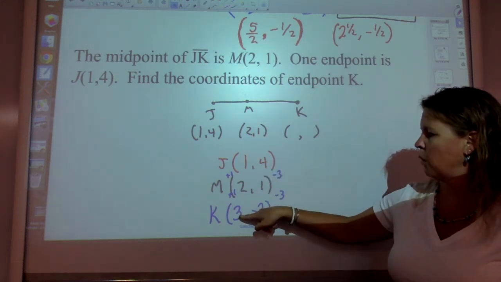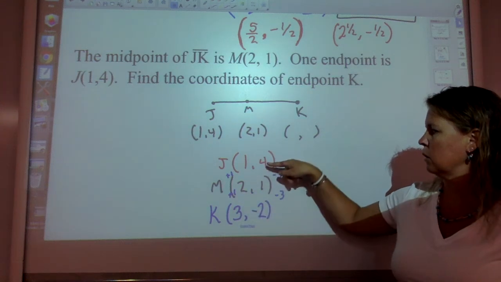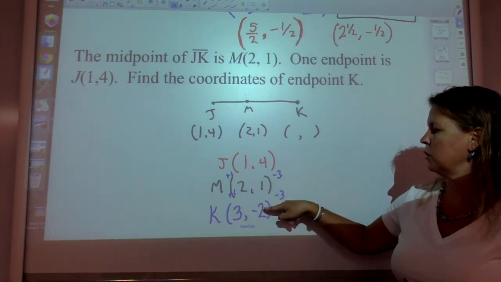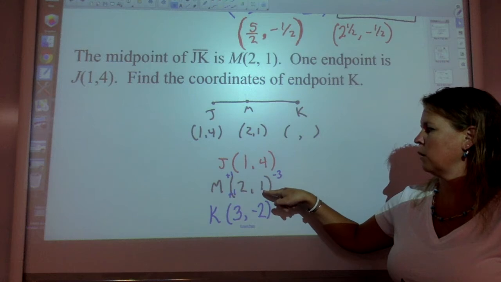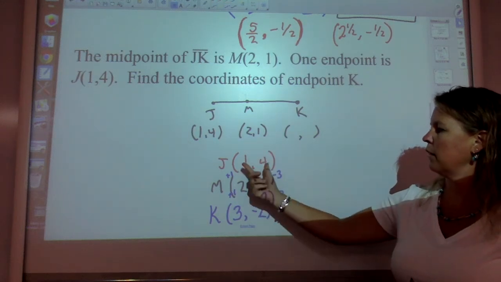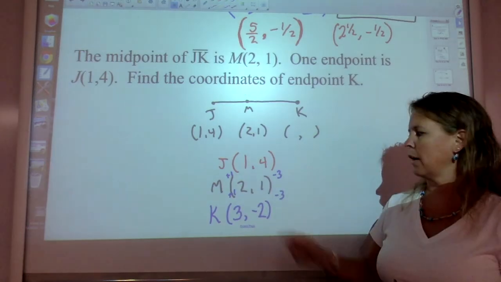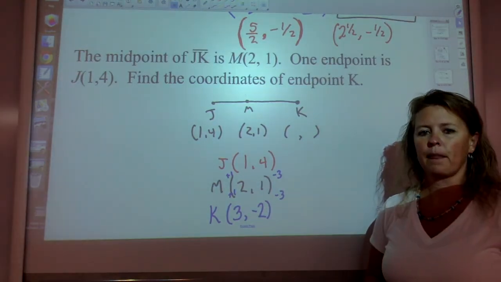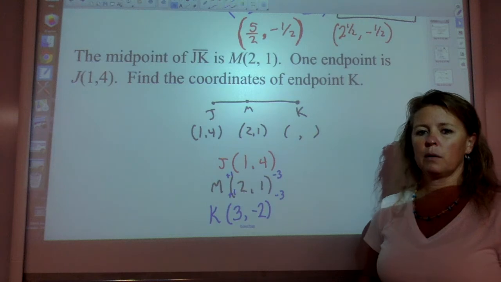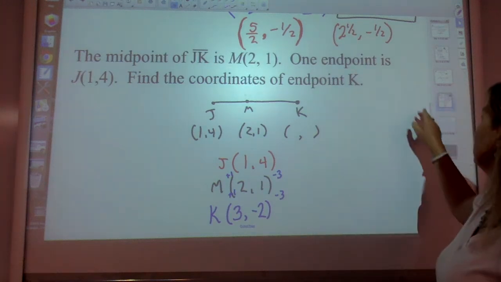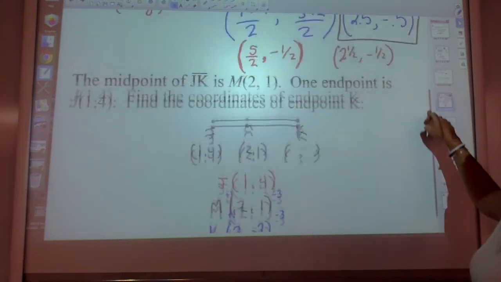1 plus 3 is 4. Cut it in half, you get 2. 4 plus -2 is 2. Cut that in half, you get 1. How did I get from one to the other? Just count it. Actually use your fingers or add it, subtract it on the side like I did. So it would be a lot easier than graphing it, and it would be much easier than plugging it into the whole entire formula.